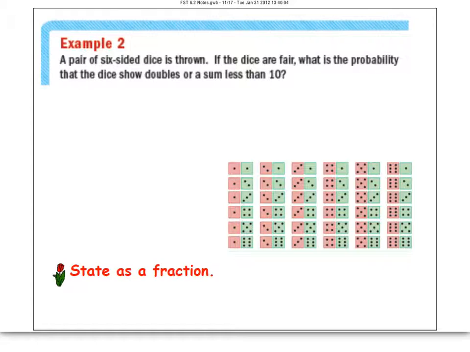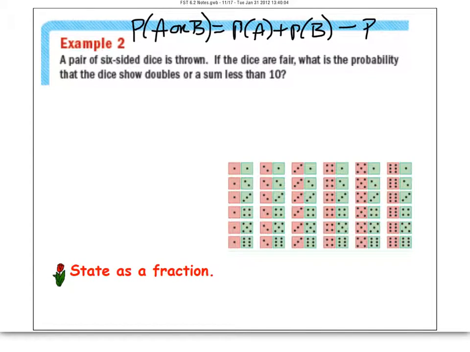Now this example is going to ask us about probability again. So I'm going to jot down this right here. Probability, remember, of A or B is the probability of A plus the probability of B. But then we're always going to think about what is the probability of A and B. Sometimes this component is applicable, other times it's not. Here's a scenario. A pair of 6-sided dice are thrown. The dice are fair. What's the probability it shows doubles or a sum less than 10?